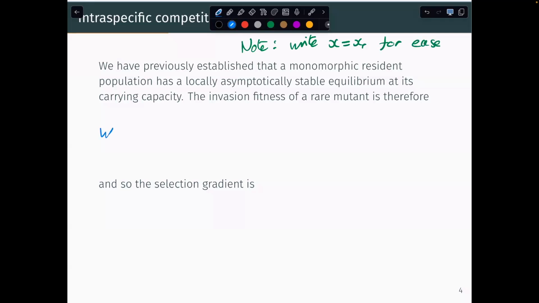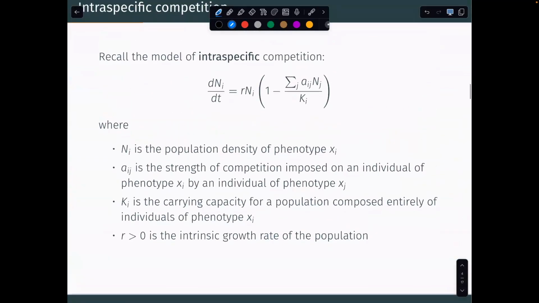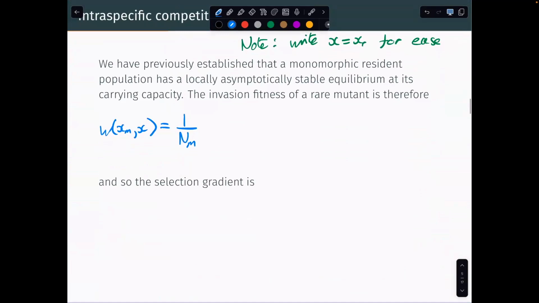Okay, so what is my invasion fitness? Remember, this is an invasion fitness of a rare mutant with phenotype XM in an environment created by a population that has phenotype X. So this is the per capita growth rate. We don't have to use the next generation method for this example here because there's just one equation that's going to describe my dynamics, which is dNm/dt. We take the per capita growth rate of this population, so that's why we divide by Nm. And we evaluate this when our resident population is at its carrying capacity, at its ecological equilibrium.